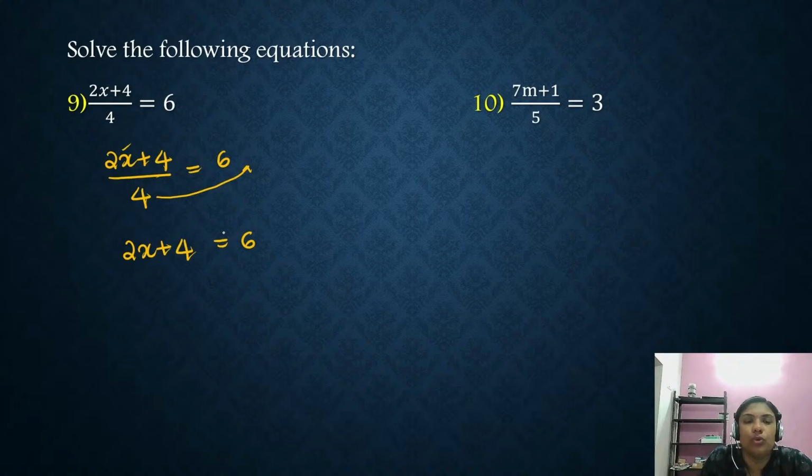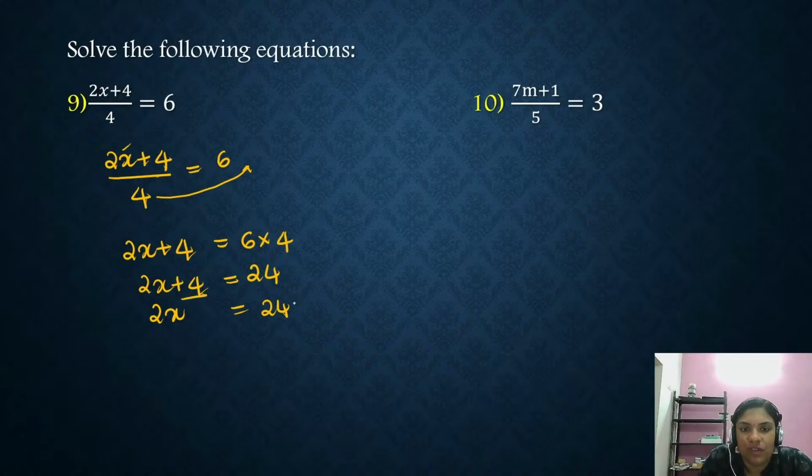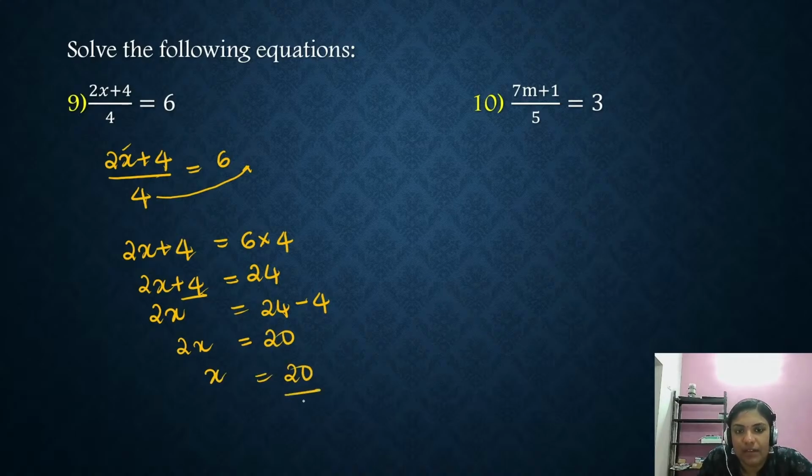4 can be moved to RHS. So 2x plus 4 is equal to 6 into 4, 6 fours are 24. Now we can keep 2x here, 24. This 4 will become minus 4, which is equal to 20. So 2x equal to 20, x equal to 20 divided by 2, which is equal to 10.